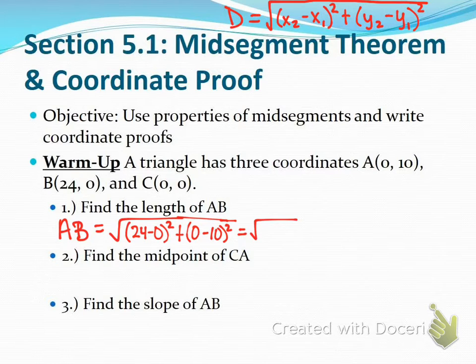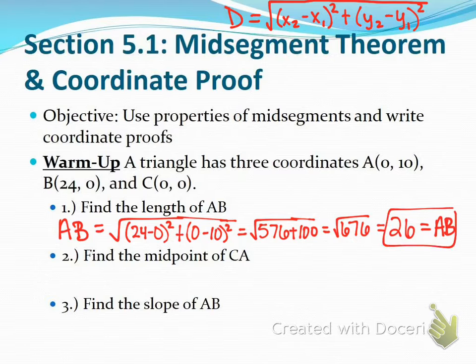All right, under our radical, 24 minus 0, 24, square it. 576 plus 0 minus 10, negative 10. Careful on this part. When you square it, positive 100. Add those together, we get the square root of that is 26. So that would be the length of AB. Questions about finding length?